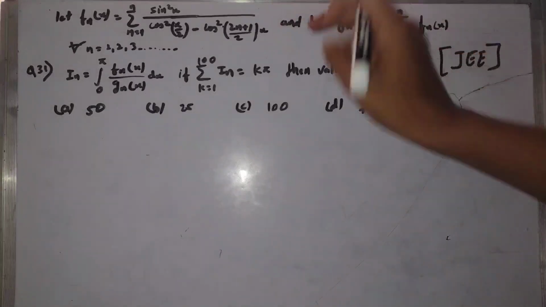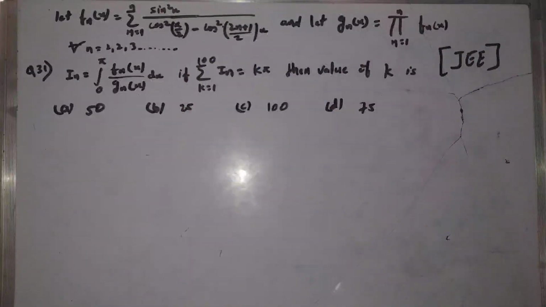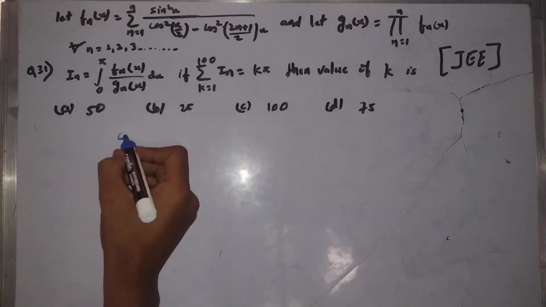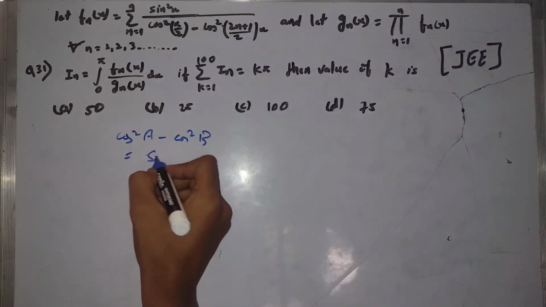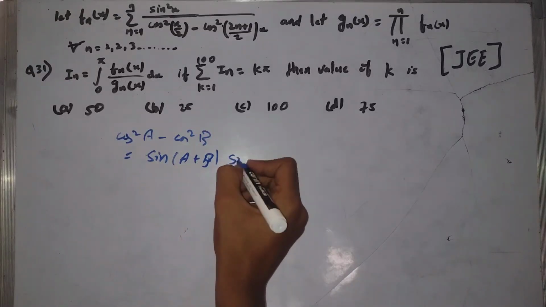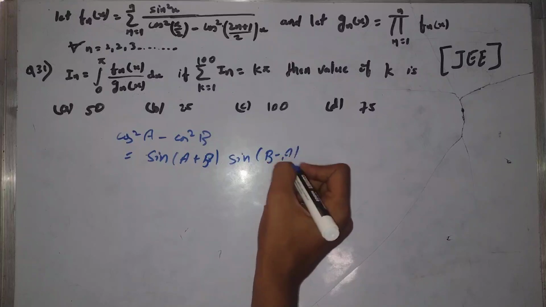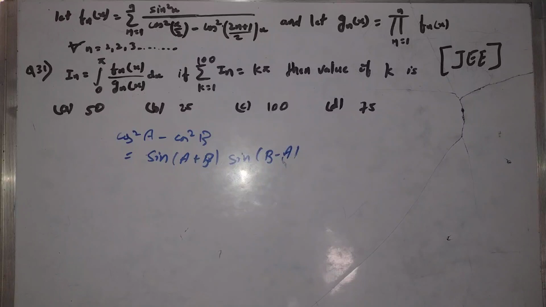First we have to solve this. After solving this, we will reach here to find Gn, and then only we can solve this problem. We know one formula, that cos square a minus cos square b actually equals sin(a plus b) into sin(b minus a). That's a formula known to all of us. So we'll use this formula in the denominator to simplify it first of all. Okay, so let's do that.